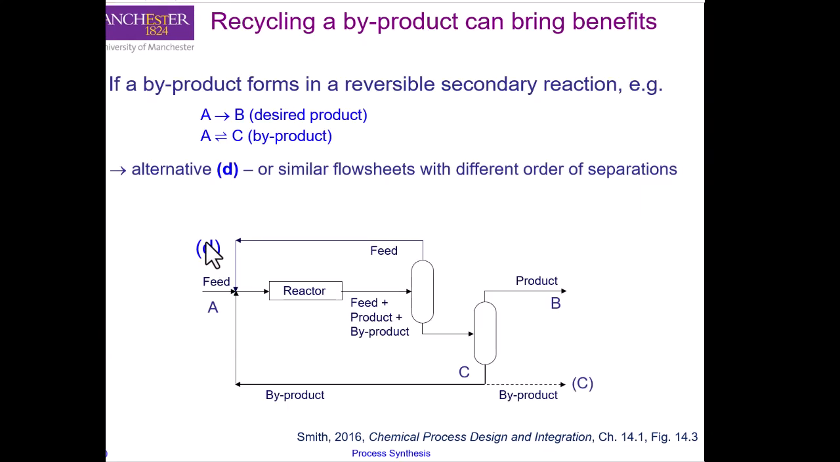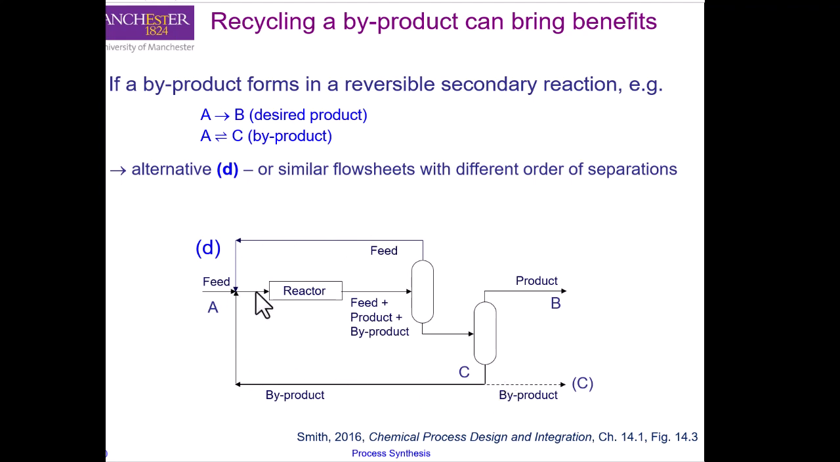The slide considers a different pair of reactions. A can react in two parallel reactions to either form B, that is our desired product, or it can form a byproduct C. And this second reaction is also equilibrium limited, and this gives us a different flowsheet alternative where the unreacted A is recycled back and also the byproduct is recycled back to the feed.